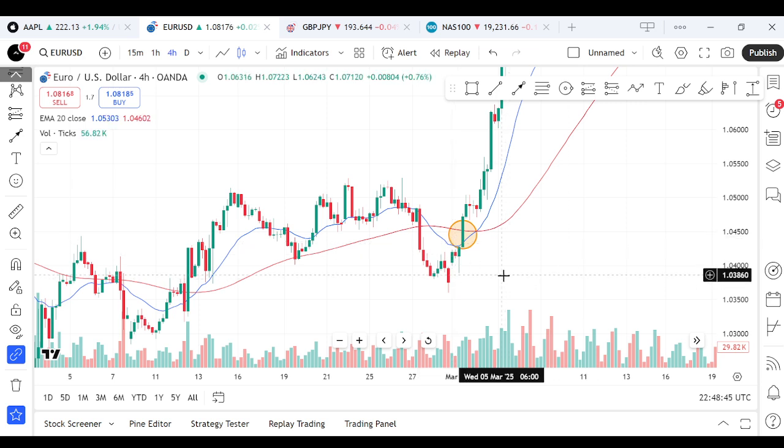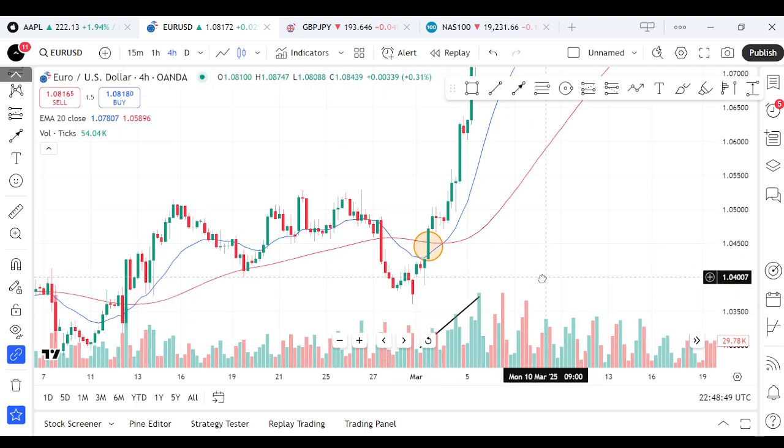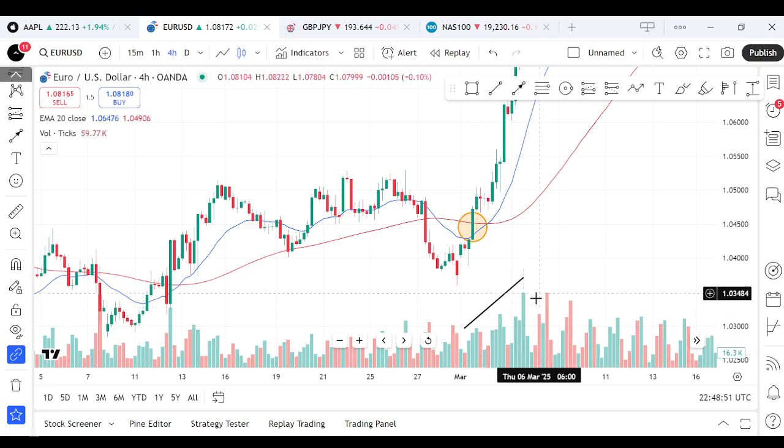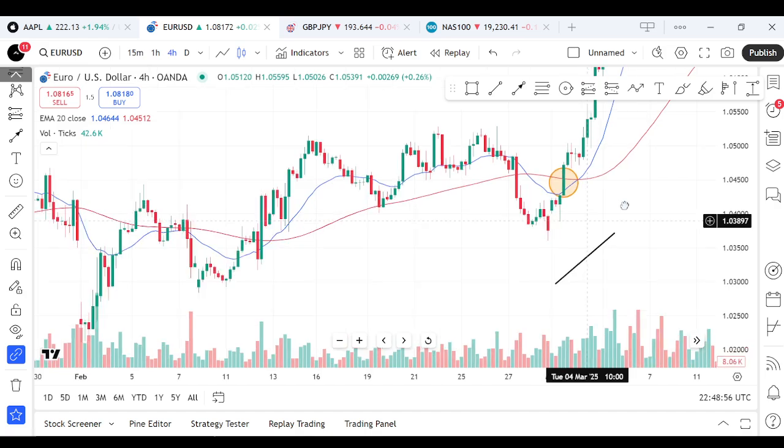Then the next step is to also watch out for increasing volume. The volume confirmation here is very important. Watch out for increasing volume in the market to confirm your breakouts before entering your trades.